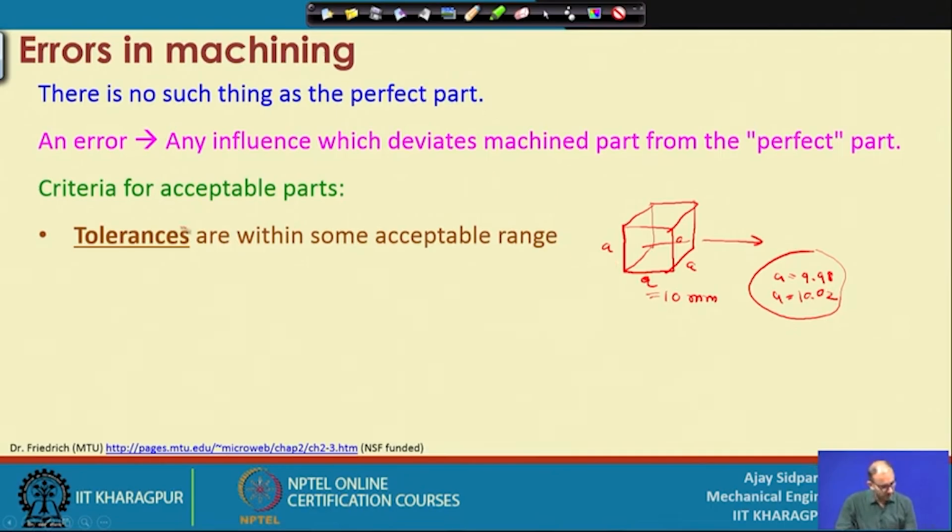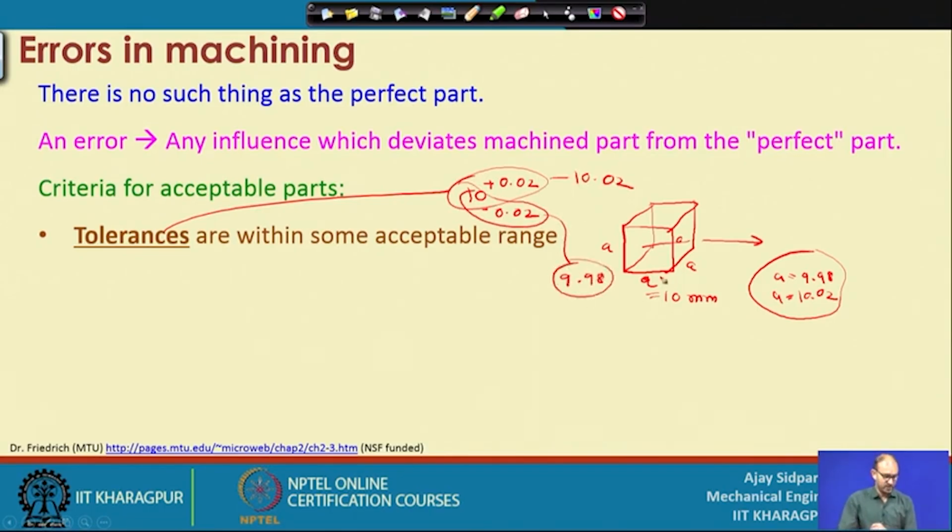So, what do we do with this tolerance? The tolerance we write is 10 plus 0.02 minus 0.02. That means if the part is 10.02, it is acceptable. If the part is 9.98, then also it is acceptable. So, this is in terms of the tolerance, if you are putting an acceptable or non acceptable limit with reference to the tolerance.